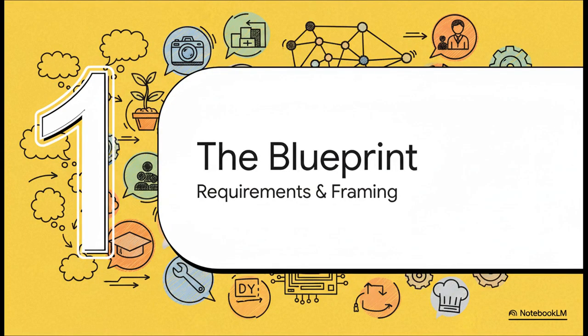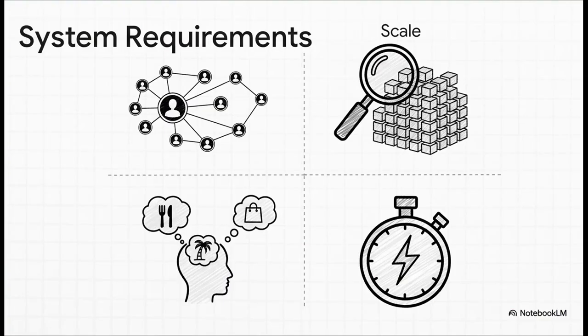Okay, first up, the blueprint. With any big system design, you absolutely have to start here. If you don't get the requirements right, everything you build on top of it will be on a shaky foundation. So let's get this crystal clear. What are the absolute must-haves for a system like this?